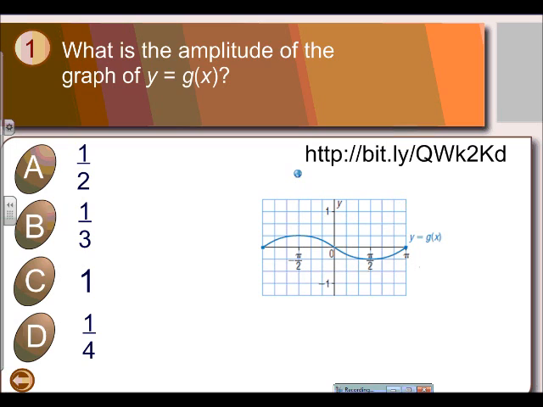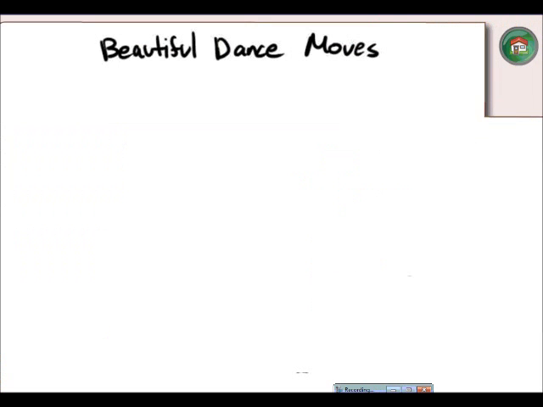We've got, what's the amplitude of this graph that you're seeing right there? See if you can read that graph. All right, we had a bit of information going there. I think it's time for some real graphing now.